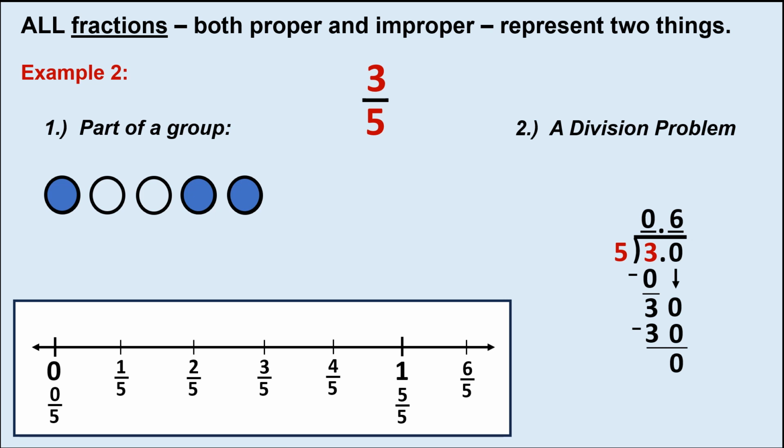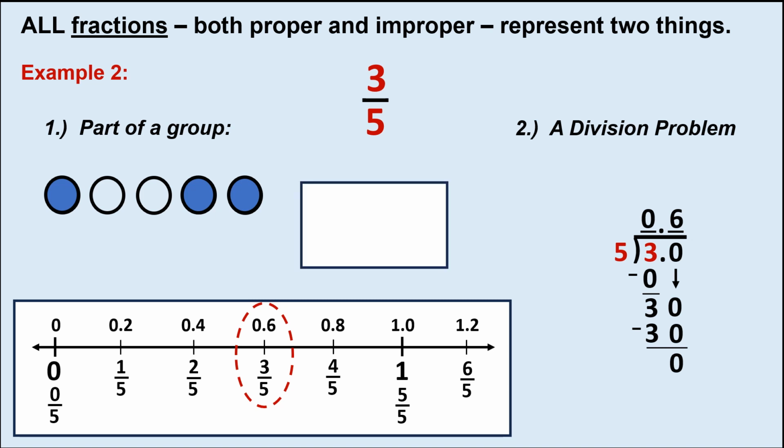Then, above the number line, we add in our decimals with multiples of 0.2. Circle the equivalency so the equality is obvious. The decimal 0.6 and 3/5 occupy the same point on the number line. Write the equivalency. 3/5 is equal to 0.6.